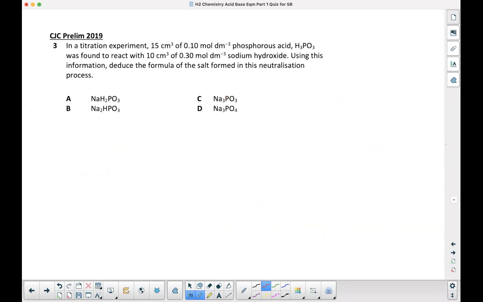Question 3. In this titration, phosphorous acid is reacting with sodium hydroxide. Using this information, deduce the formula of the salt formed. So H3PO3 will react with NaOH. So if you want to find out the ratio, how much of each reacted, volume times concentration gives you the moles. Here this is 15 times 0.1. Here is 10 times 0.3. So if you look at it carefully, you realize that actually the ratio is 1:2. So 1 mole of the acid reacted with 2 moles of the base.